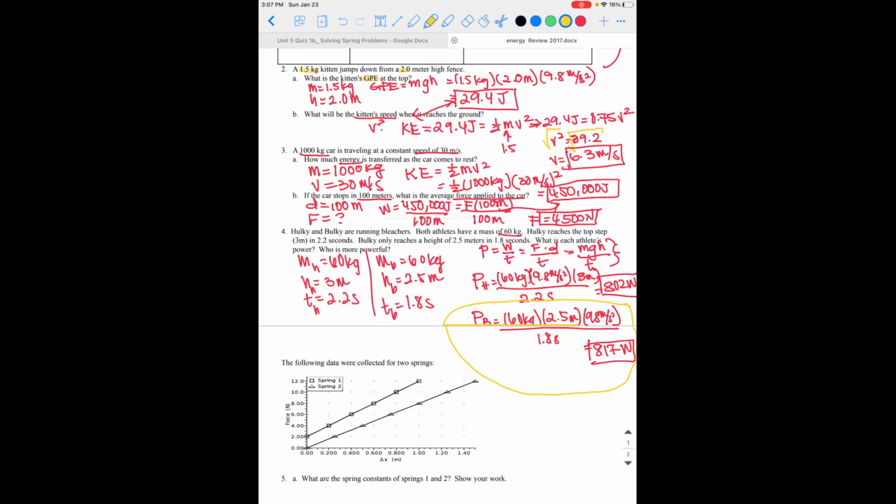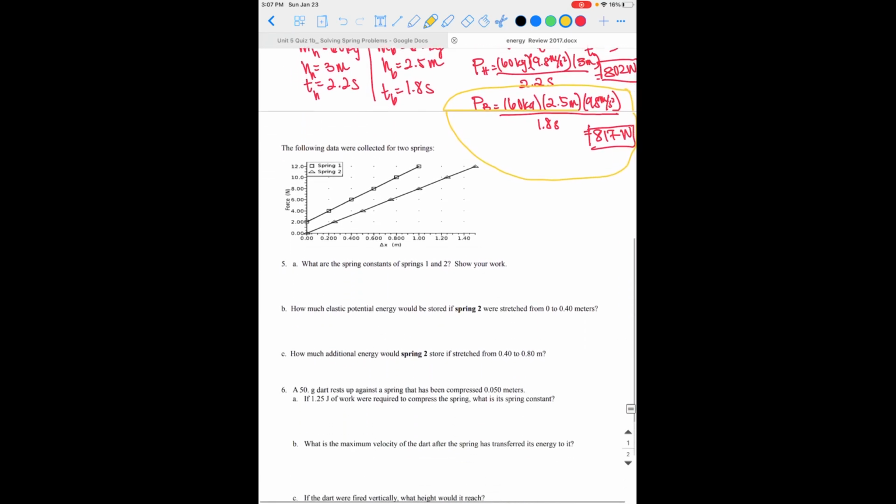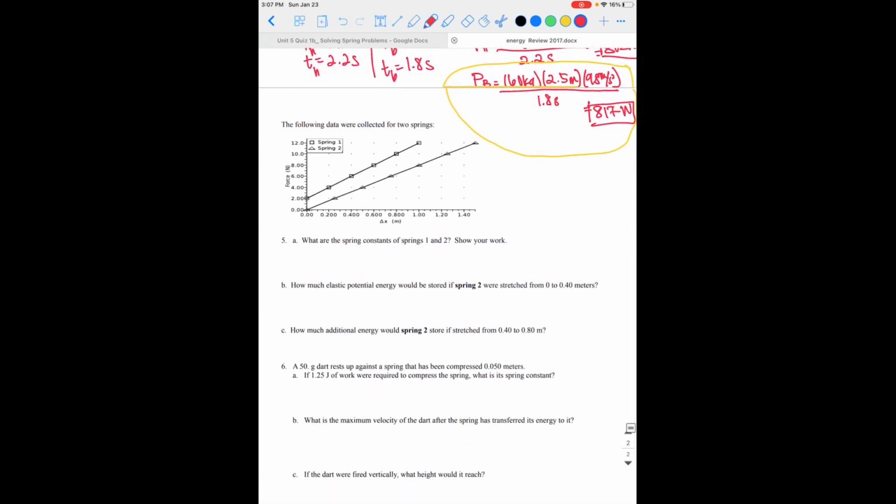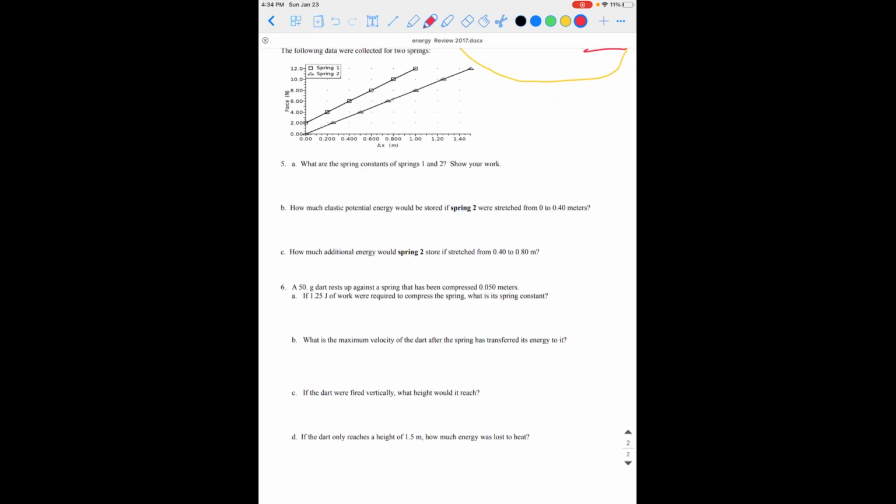Okay, our next problem is some data analysis. In this problem, we are going to look at the data for two springs, spring 1 and spring 2. It says, what are the spring constants of each spring? Now, to find the spring constant of each spring, we need to figure out what the slope is.